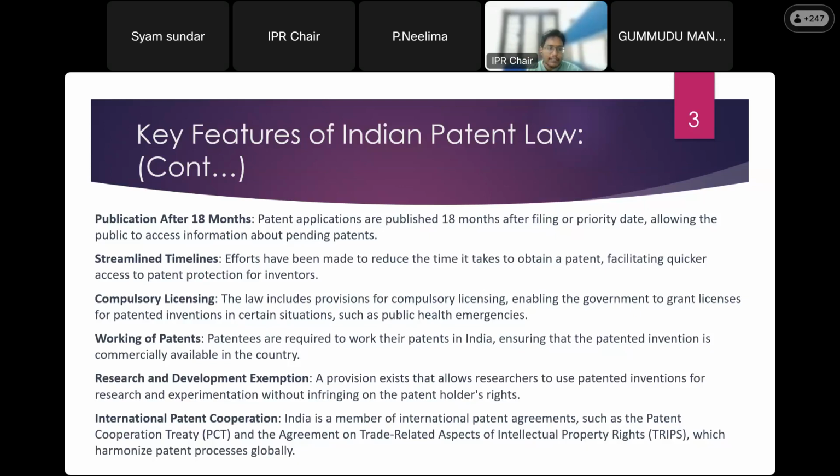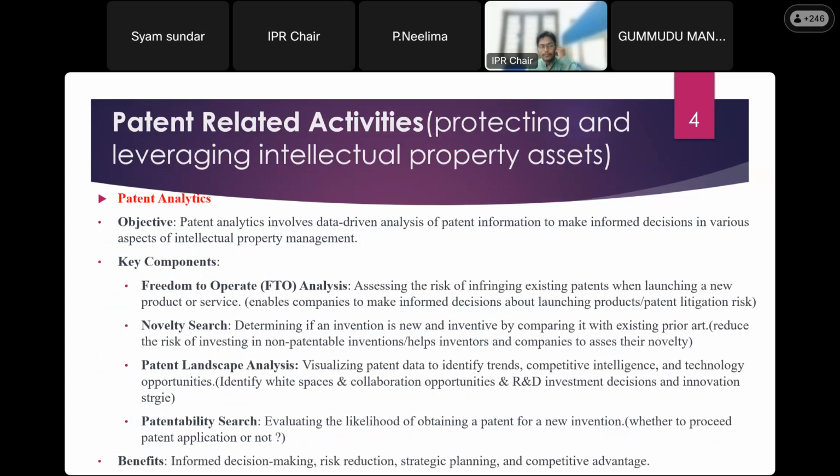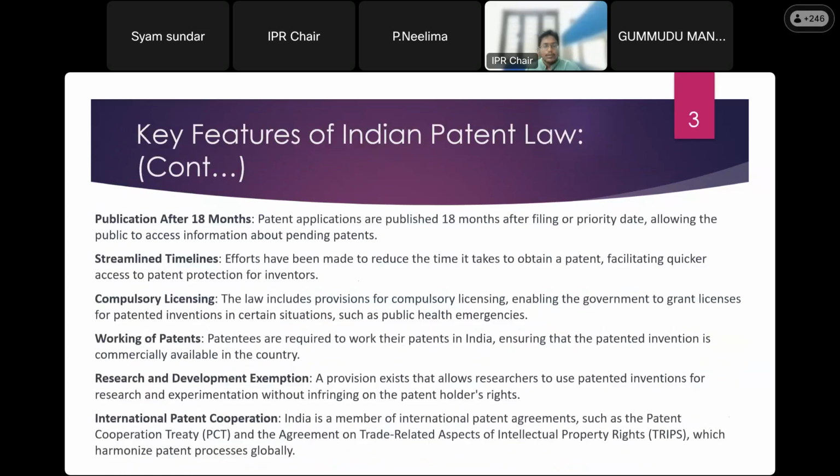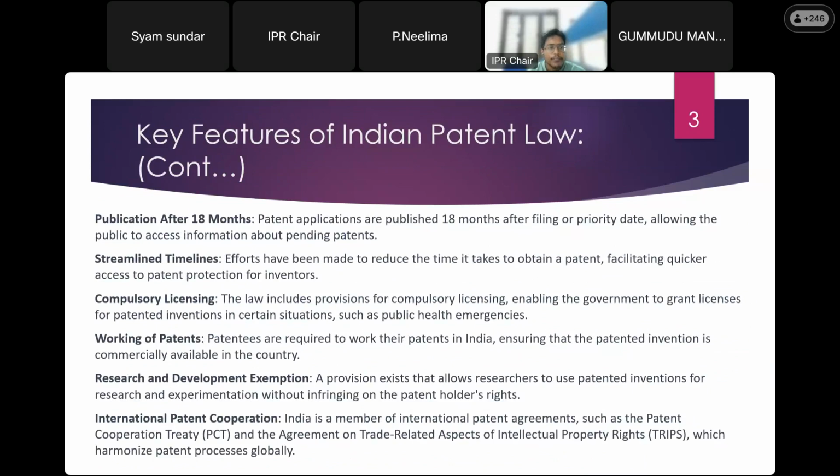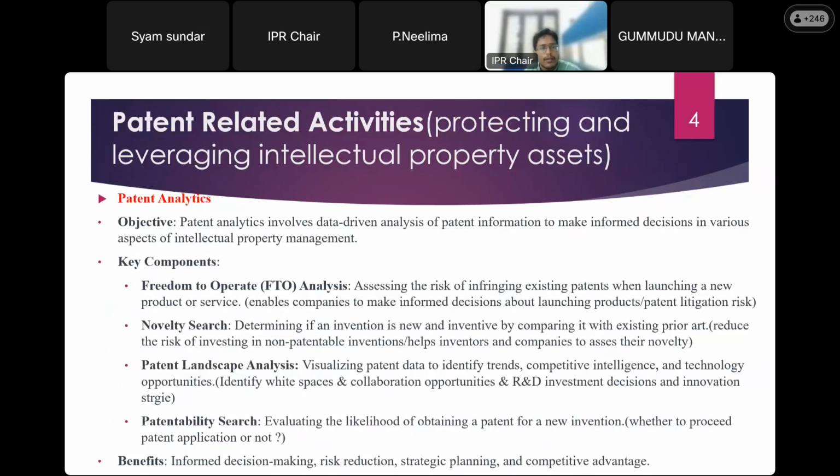So I just discussed the salient features of the Patent Act, and let's move to the next slide. If you have any doubts, you can ask me at any time. Now I am going to discuss patent related activities.